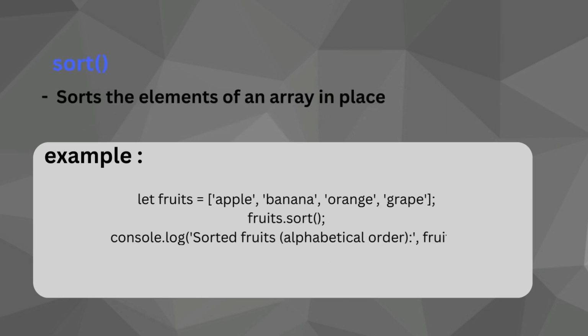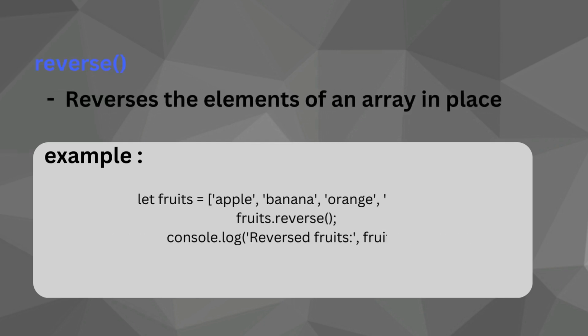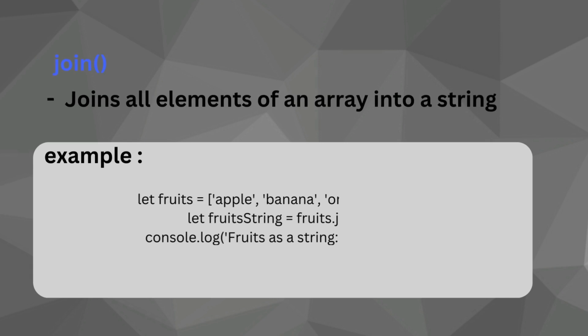Next method is isArray, checks if a variable is an array. Next method is concat, joins two or more arrays and returns a new array. Next method is flat, creates a new array with all subarray elements concatenated into it recursively up to the specified depth.